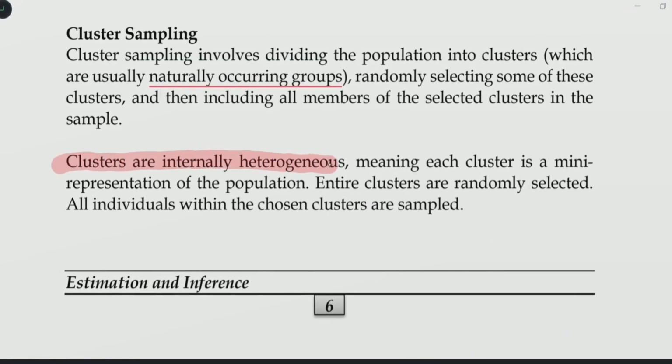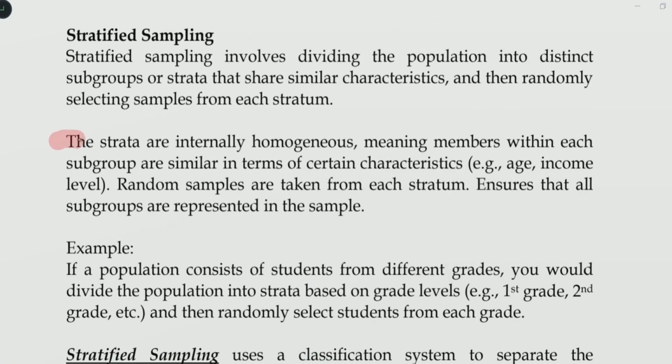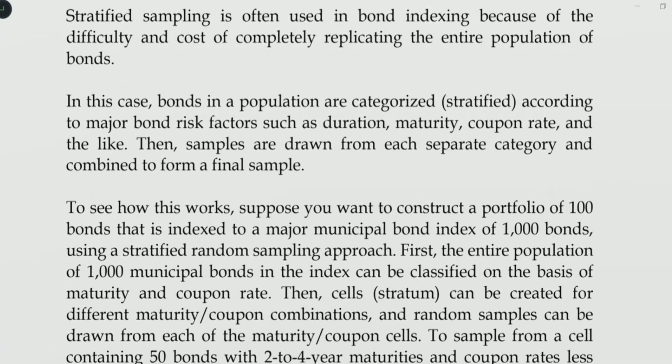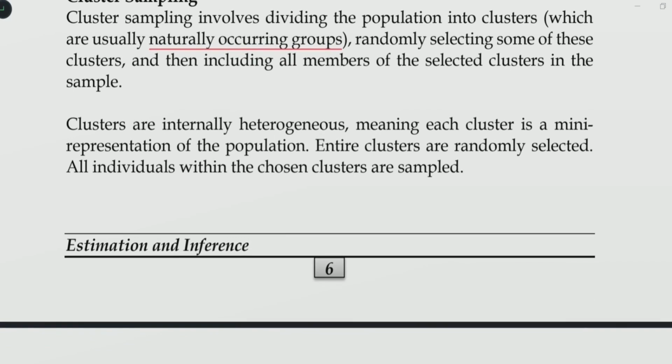Clusters are internally heterogeneous. Look at again a difference. In case of stratified sampling, the strata are internally homogeneous, whereas what we observed over here, in case of cluster sampling, is that clusters are internally heterogeneous. This is one difference again between cluster sampling and stratified sampling, meaning each cluster is a mini representation of the population. Entire clusters are randomly selected. All individuals within the chosen cluster are sampled.